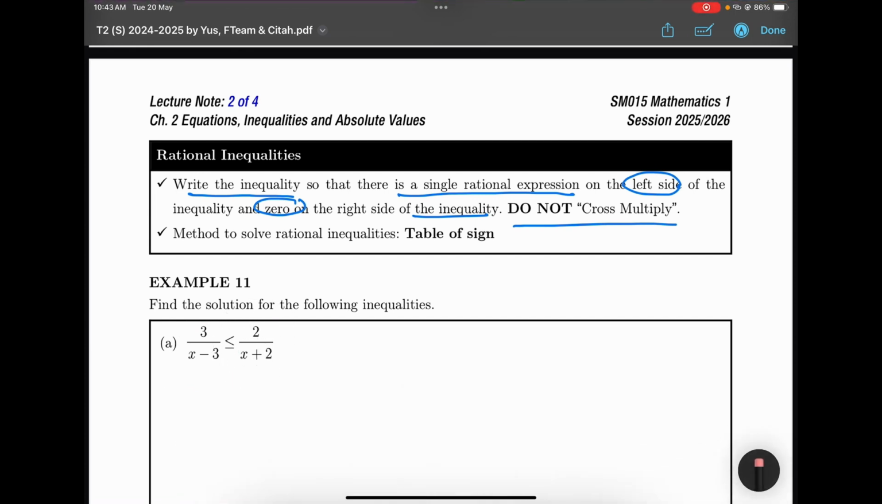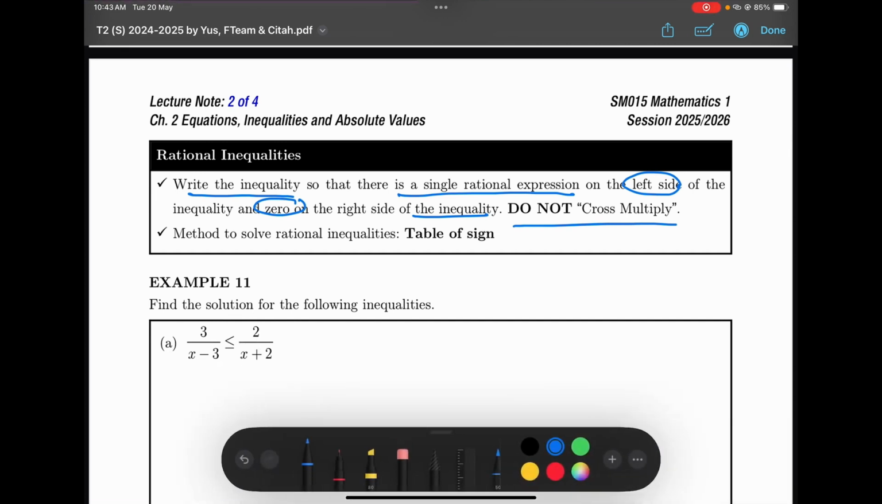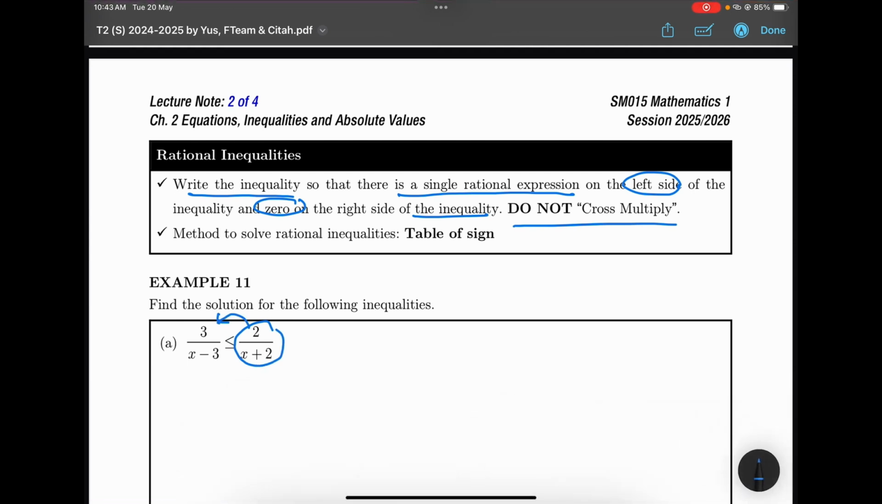So we need to move this expression on the left. So from positive, it will become negative lah bila kita move to the left. So we're going to have 3x minus 3 minus 2 over x plus 2. The inequality sign remains the same. Okay, we only need to change the sign of the inequality if we multiply or divide with negative values.